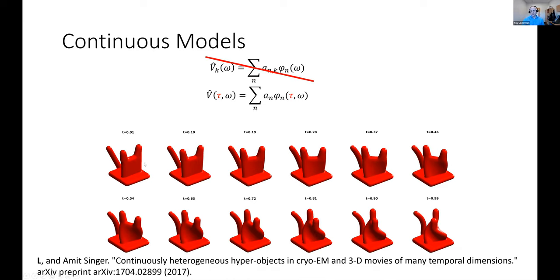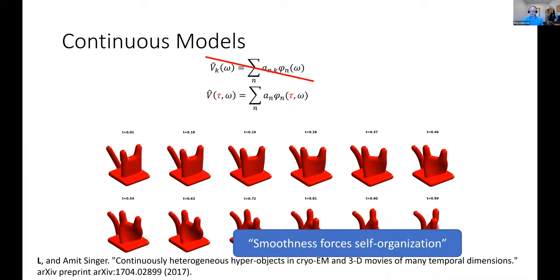And since we're going to truncate which basis functions we're using, it forces it to be some kind of a continuum of different objects, and we can interpolate between them. It actually carries additional meaning, and you know what's a reasonable conformation and what isn't. So this continuity actually has value in the sense of information for solving the problem. And this smoothness forces some kind of self-organization.